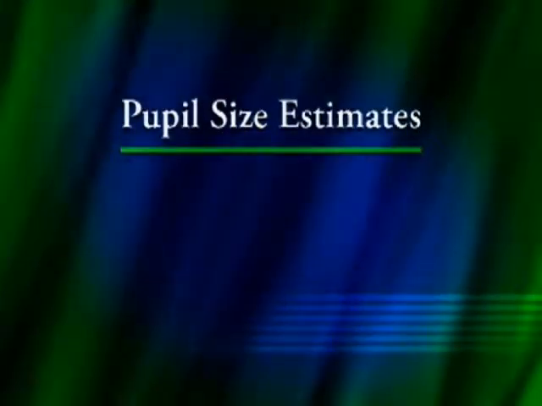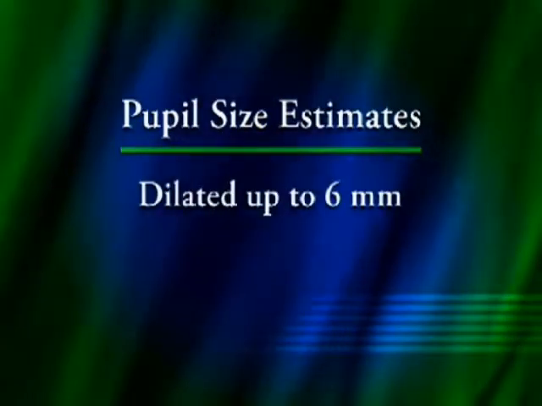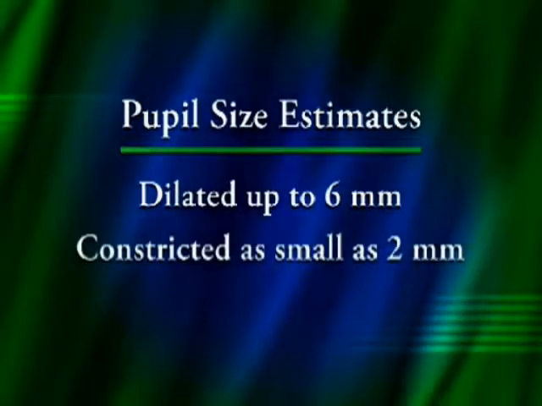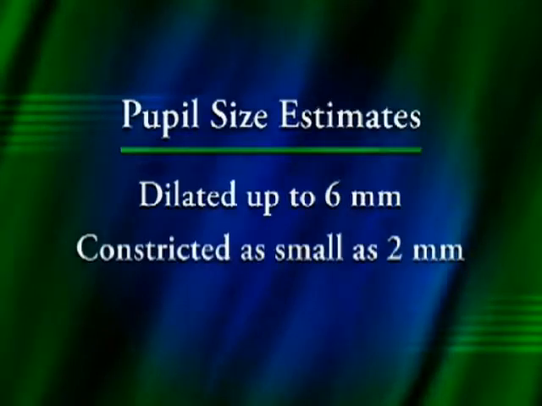During all pupil tests, estimate the pupil size. When dilated, pupils may be up to 6 millimeters. When constricted, they may be as small as 2 millimeters.